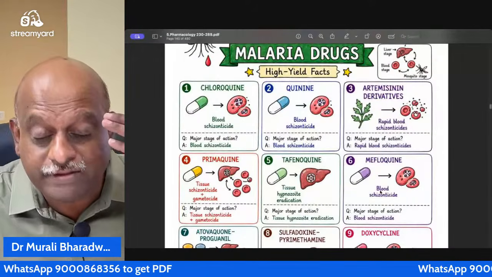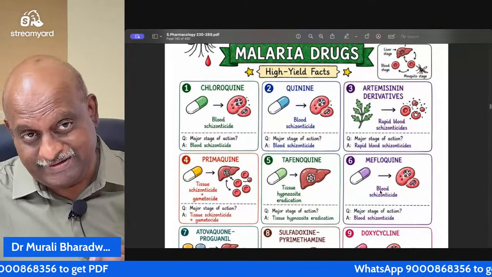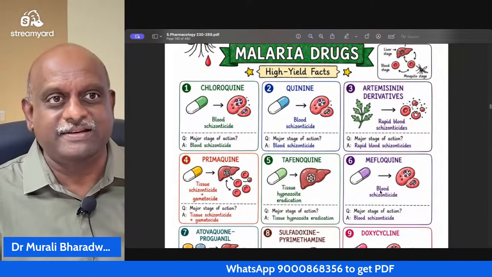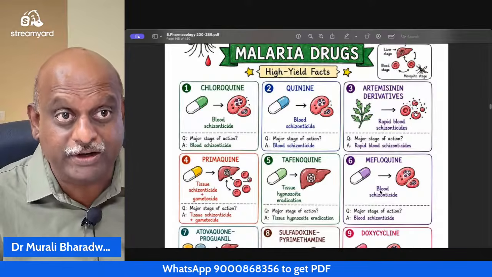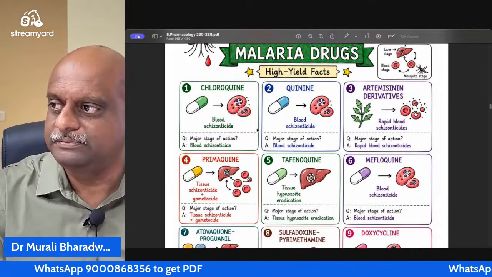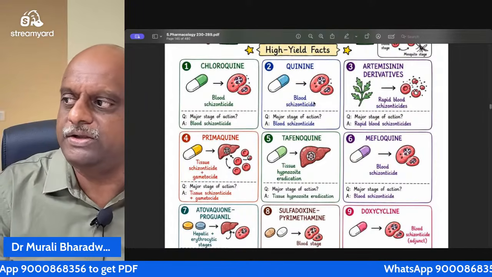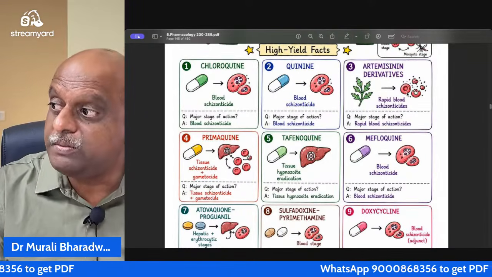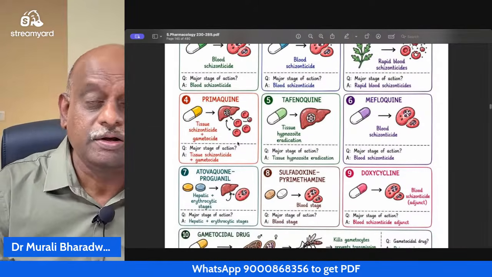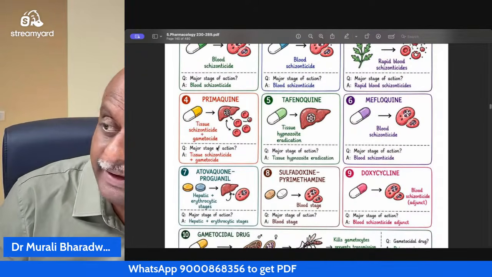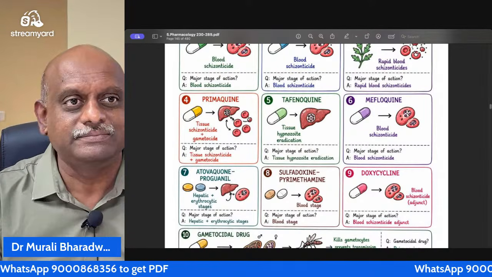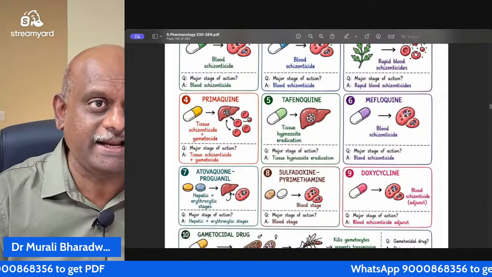Which of these are blood schizonticides? Which are tissue schizonticides? Which are gametocytocides? You need to know. Chloroquine is a blood schizonticide. Quinine is also a blood schizonticide. Artemisinin is a very rapid blood schizonticide. Primaquine is both a gametocide and a tissue schizonticide inside the liver. That is primaquine's specialty.